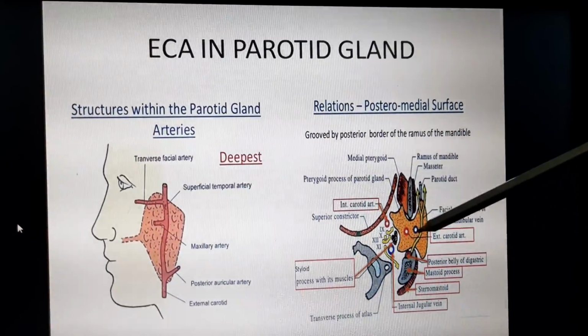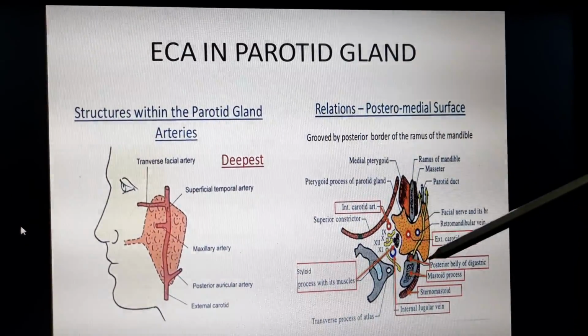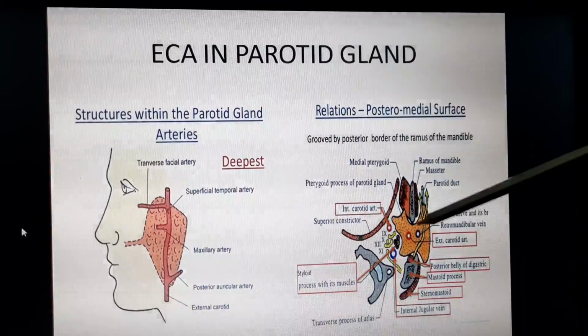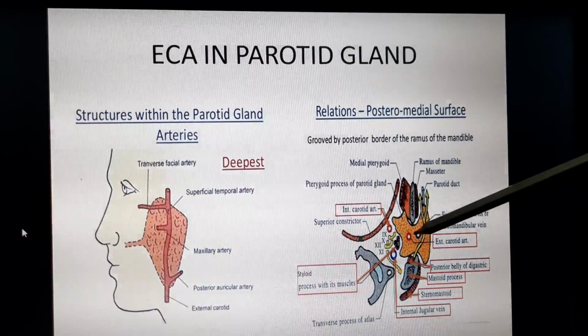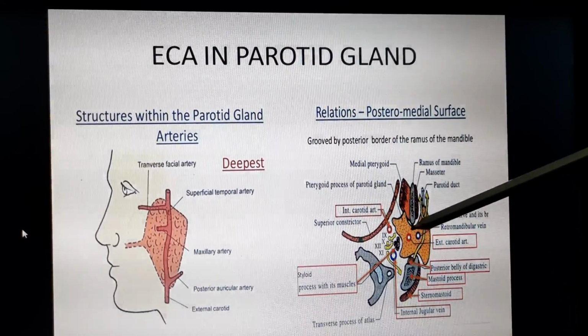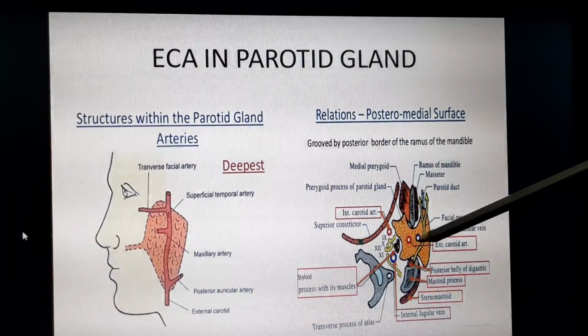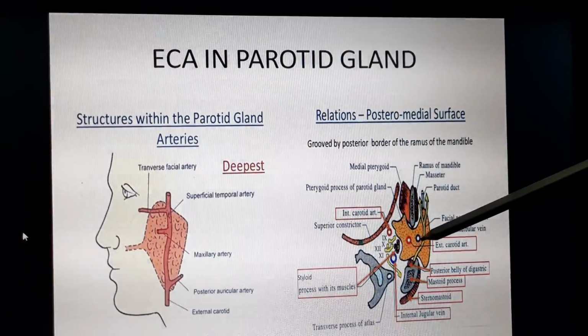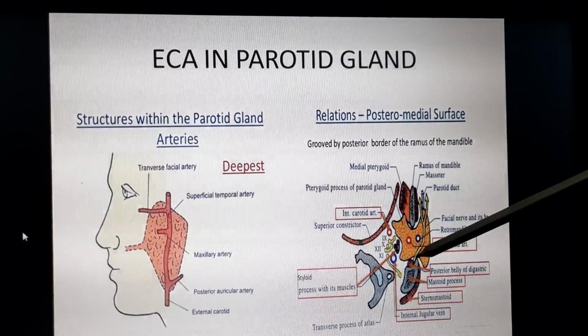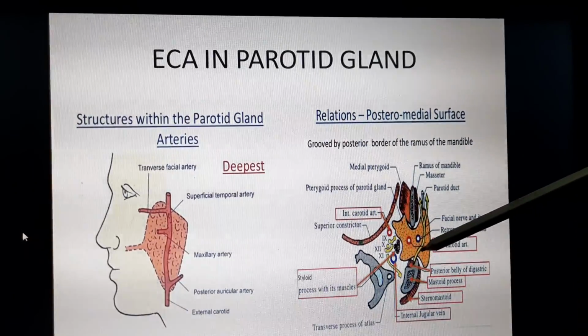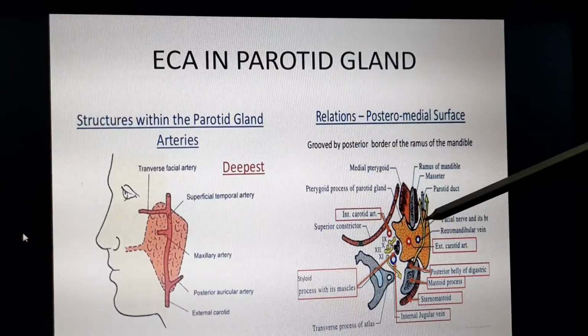Here you can see the parotid gland, and in the parotid gland you can see the external carotid artery, and just superficial to external carotid artery is the retromandibular vein and facial nerve passing through the substance of the parotid gland.